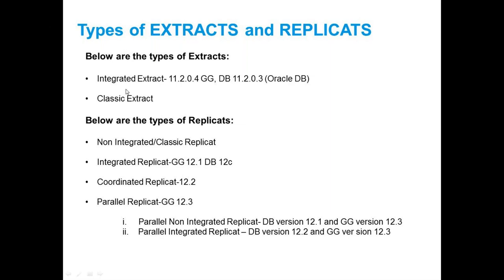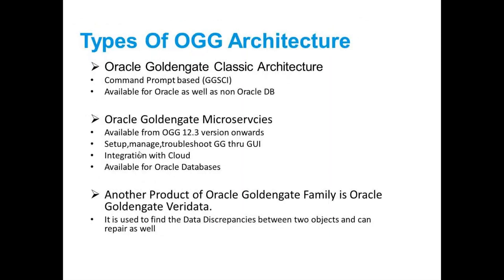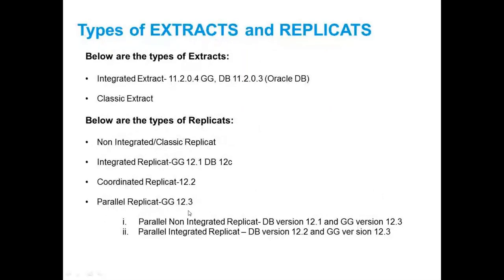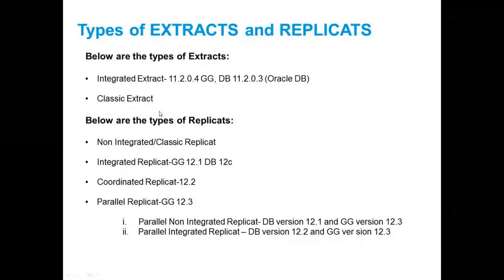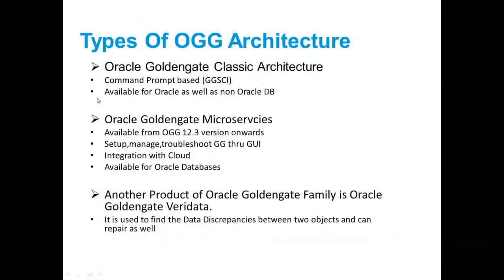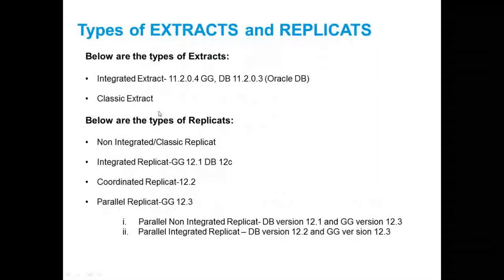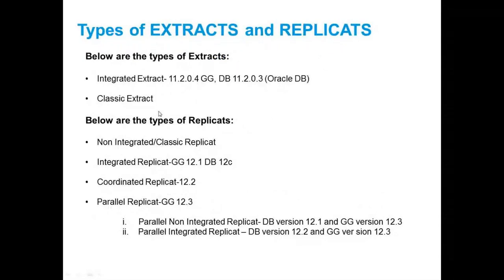So these are the different types of extracts and replicates available. Now, again, the same thing. Why people get confused is the question: with the introduction of microservices, does integrated no longer exist? The term classic here refers to the traditional one. When integrated wasn't there, the classic extract was called extract only. There was no classic extract at that moment; it was called extract. Now, when integrated was launched, they renamed it to classic extract. So what I understand is the term classic here means traditional.